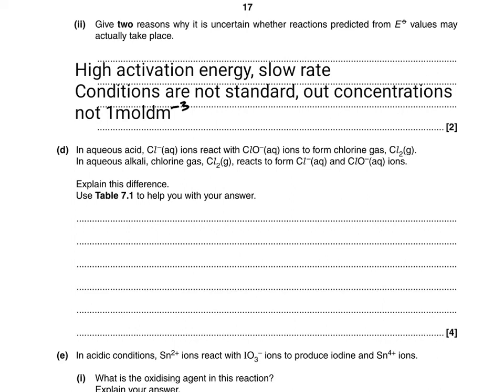Okay, it looks like you can only get 1 mark. So high activation, slow rate. You get 1 mark even if you've put both of those answers. So you need to be talking about this and non-standard conditions. And that should say or. It's rather difficult typing on my tablet, so I apologise. Right, almost to the end.